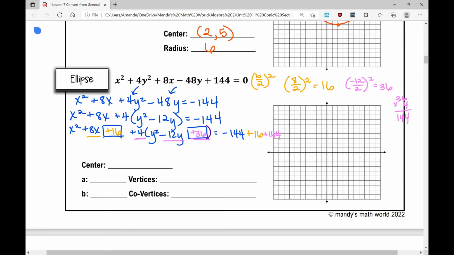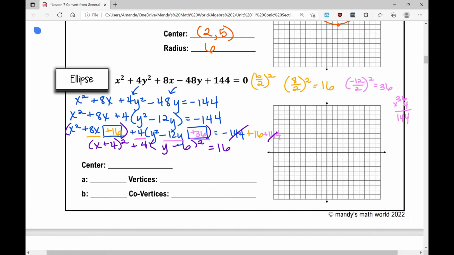So now this is going to factor, okay? Here's my perfect square trinomial. That factors into a binomial squared of x plus 4 squared. This right here is 4 times, that's a perfect square trinomial. It factors into a binomial squared of y minus 6 squared equals, when I add all of my numbers up on the right, those cancel out and I'm left with just 16.